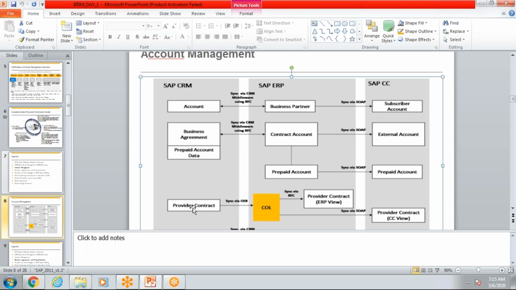And provider contract. Provider contract is when the customer places an order for some plan, 299 plan or 399, and when he submits that order, that is when he gives confirmation for that order, then a contract will be created with all the information like the amount he has to pay in a month, the number of free data and free SMS he has, and when he should pay the bill. So with all this information, a contract gets created in CRM system, and this contract will flow to ECC as well as CC systems.